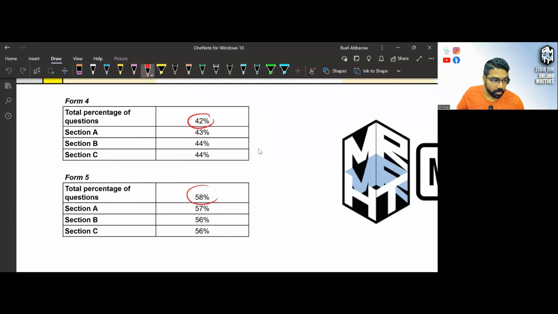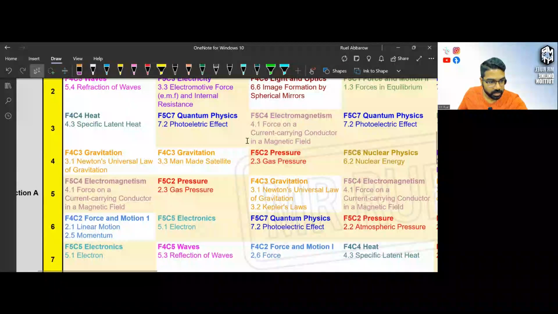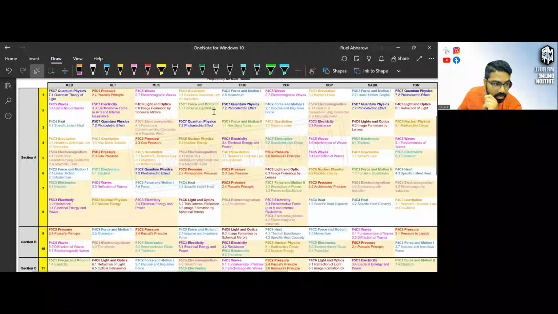Now, when we look at Section 1 and the others, all also about the same. You'll see 40-something percent for Form 4 for all the sections. Form 5 is about 50-something percent. Okay. Let's look at Section A. You see the ones with the white background? White background is Form 4. The ones with the yellowish background is Form 5. I've also put all the same topics in the same color, so that's easy for you to distinguish.